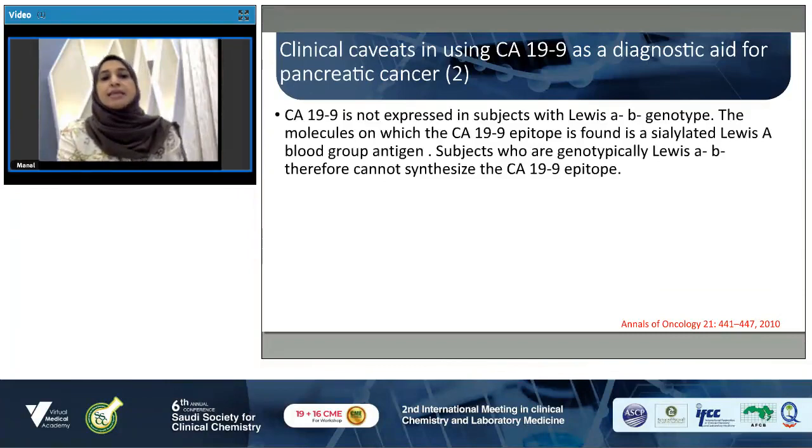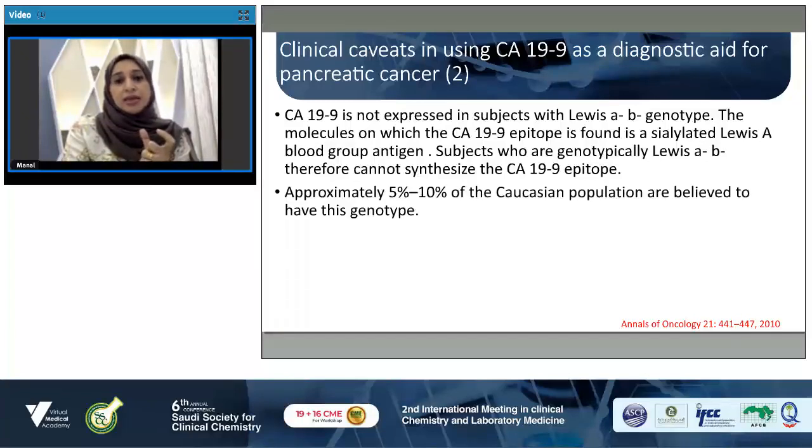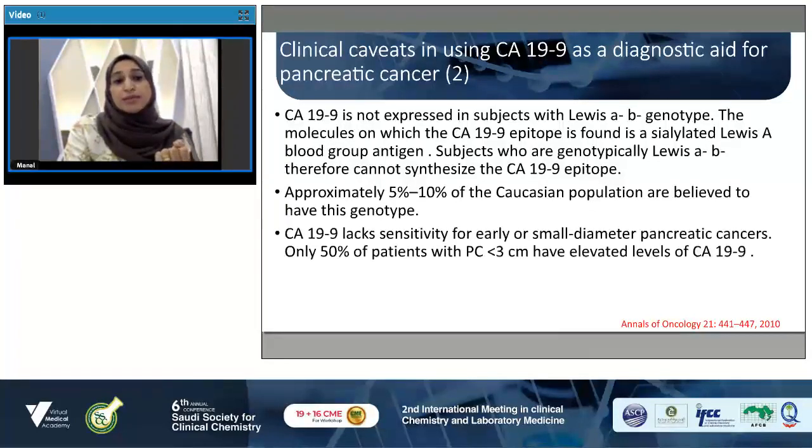The other thing, as I mentioned before, is that CA19-9 is not expressed in subjects who have a Lewis negative genotype. The molecule in which the CA19-9 epitope is found is the sialylated Lewis A blood group. So those subjects who are Lewis negative are not expressing CA19-9. In Caucasians, probably 5 to 10% are believed to be Lewis negative. I'm not sure about the Arab population. I don't know how common it is.